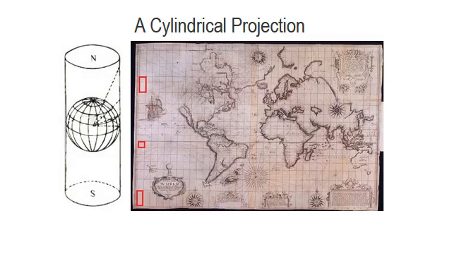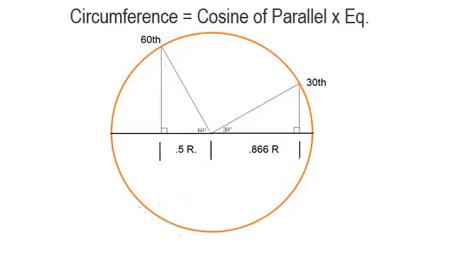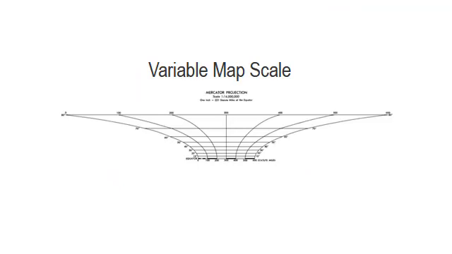At the equator, quadrangles are square, but at 60 degrees north and south, they are twice as high as they are wide. This corresponds to the proportions of quadrangles at 60 degrees, because the 60th parallels have a circumference which is half the distance of the equator. The circumference of any parallel is equal to the cosine of its latitude multiplied by the circumference of the equator. This is why cylindrical projections have variable map scales.